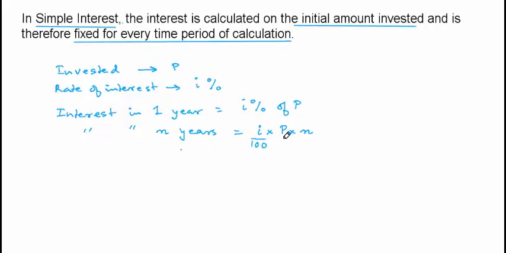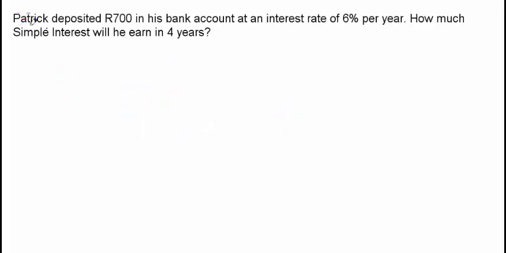And then let's just look at a few problems now. Patrick deposited 700 Rand in his bank account at an interest rate of 6% per year. How much simple interest will he earn in 4 years? And the simple interest formula is the amount deposited, which is given, times the rate of interest expressed as a decimal, times the number of years.